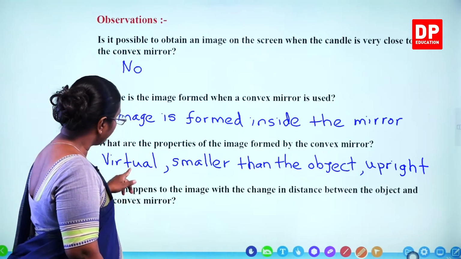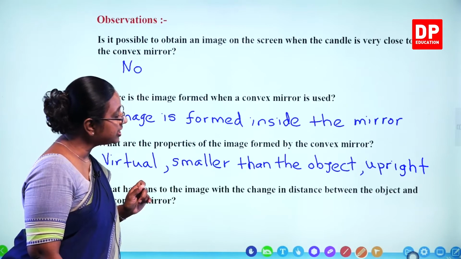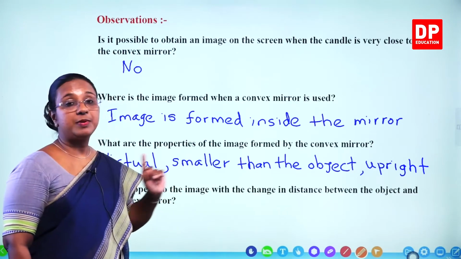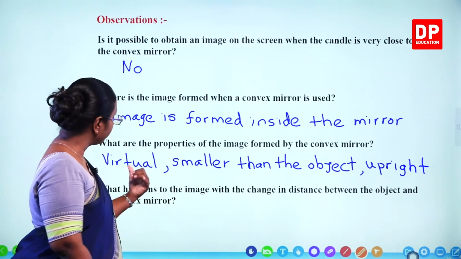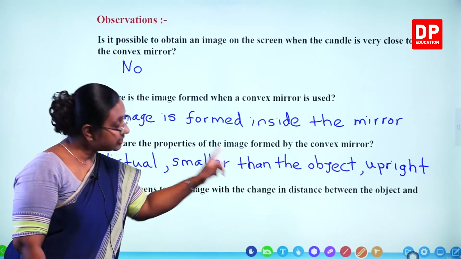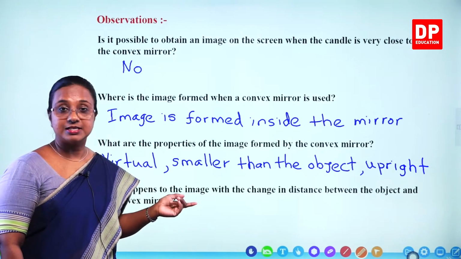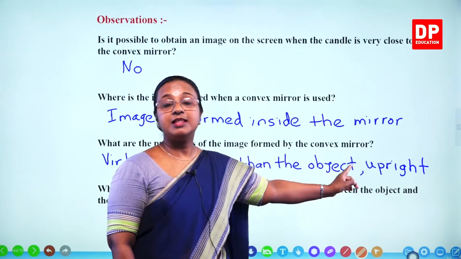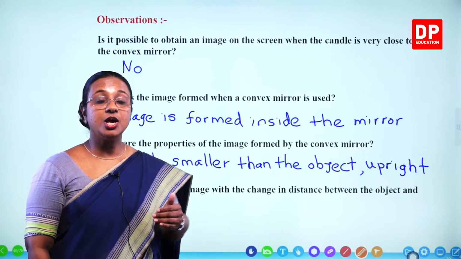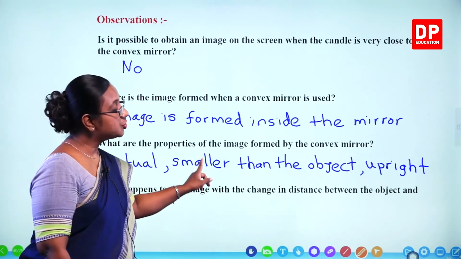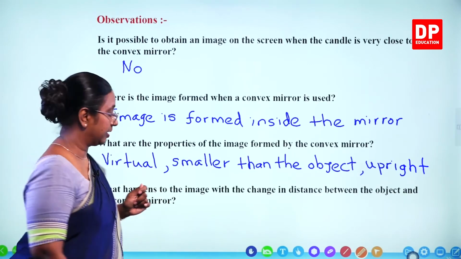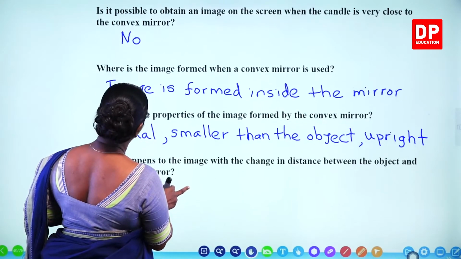The last one, what happens to the image with the change in distance between the object and the convex mirror? Do these properties change? Does it change from virtual to real? No. Still it is a virtual image. Is it still smaller than the object? Yes. And is it upright? That is also the same. So, irrespective of the position of the object, always a virtual, smaller than the object and upright image is formed by the convex mirror. So, we can write that here.